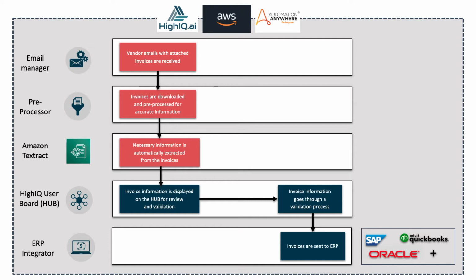The invoice attachments are downloaded and further pre-processed for accurate information. For example, multiple invoices are split, redundant pages are removed, and so on. Using Amazon Textract, the necessary information is automatically extracted from the invoices. Now let's look at Oscar in action.